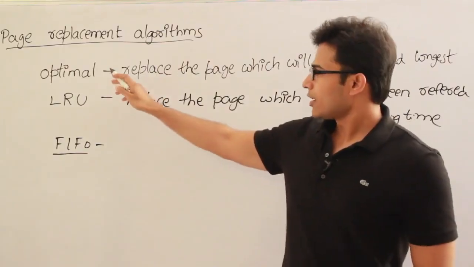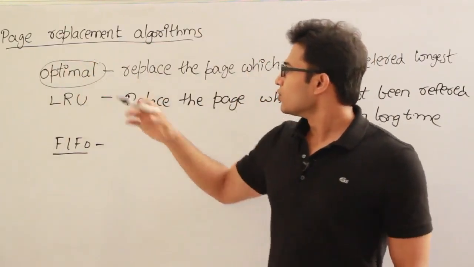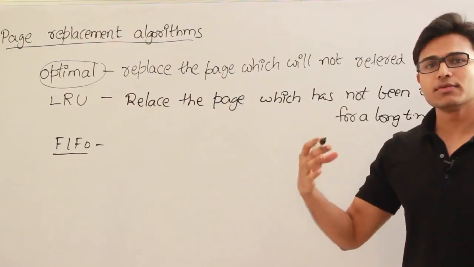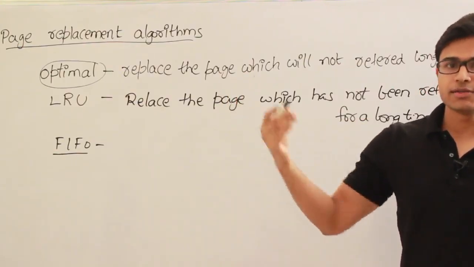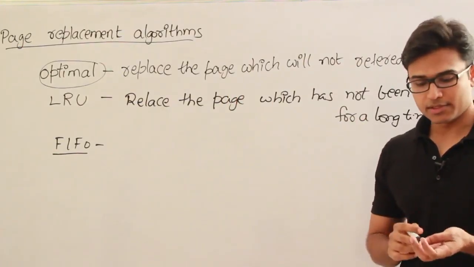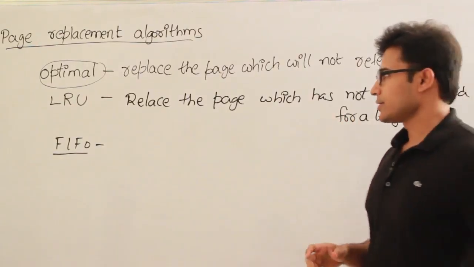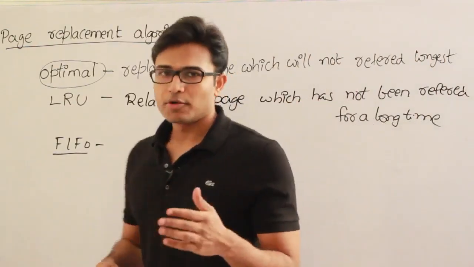So anyway, optimal algorithm says that you look into the requests and you just see which one will not be used for the longest time, then you are going to replace it. With examples it will be clear. I don't think that with theory it will be clear. I'll take examples and explain, but anyway, optimal says this.